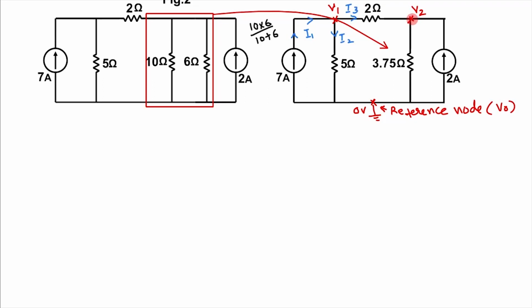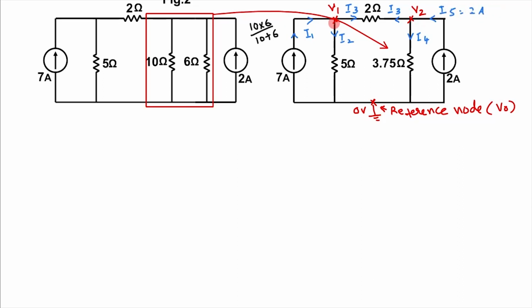At node V2, this 2 ampere is coming in this direction. Here this is a resistive branch, so we will mark the current going away from this, and we have marked this one as I3. In this resistive branch, let current I4 flow away from the node. Let this current be I5, which is equal to 2 ampere.